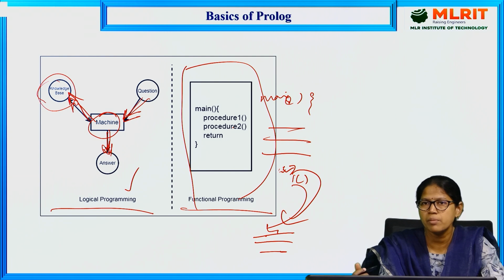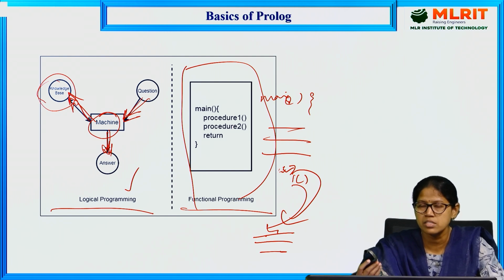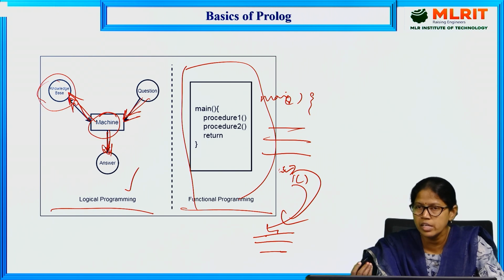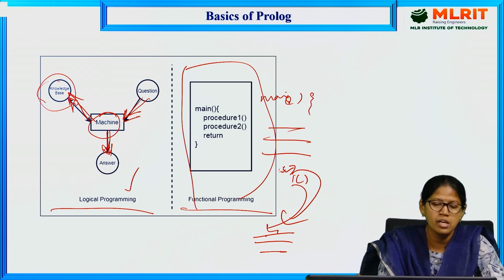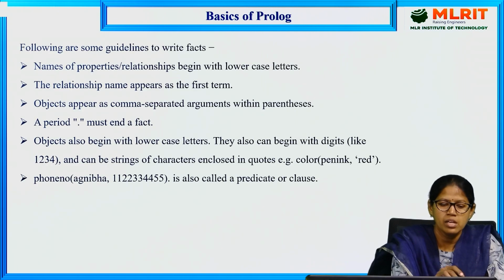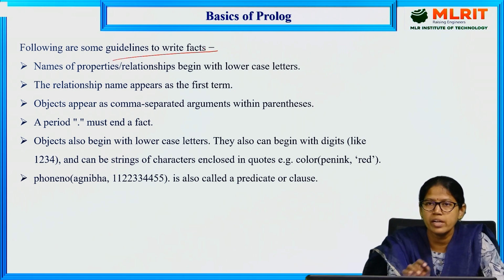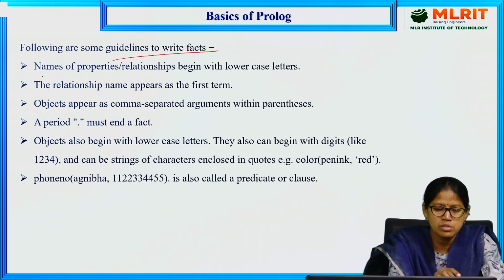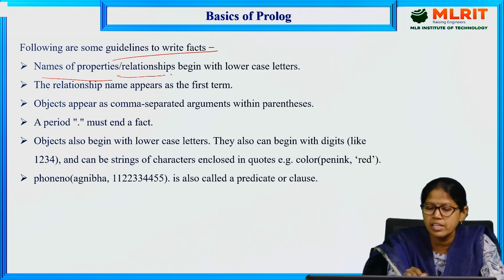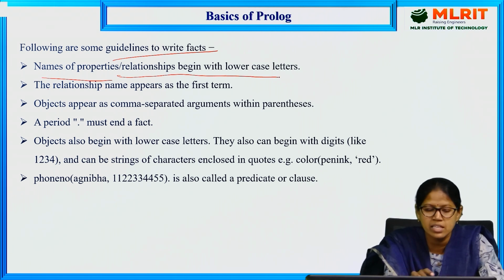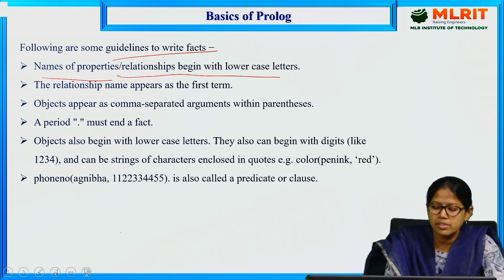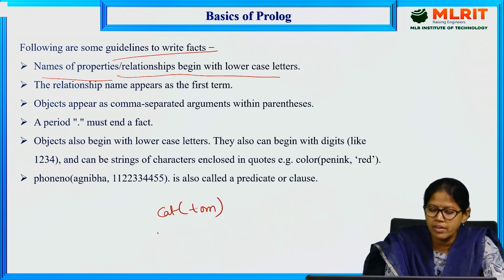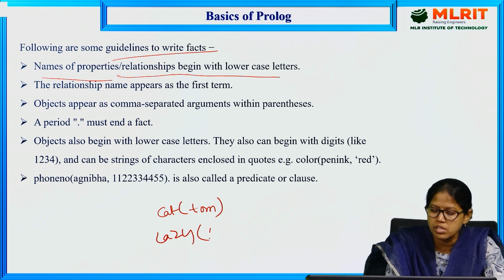Whereas in functional programming, we write a set of rules and syntaxes, and we write some functions, and whenever we invoke them, they execute that particular task. Let's see some of the guidelines to write the facts. Names of properties or relationships begin with lowercase letters. So we'll start with cat, Tom, otherwise lazy. The relationship first, followed by the objects.